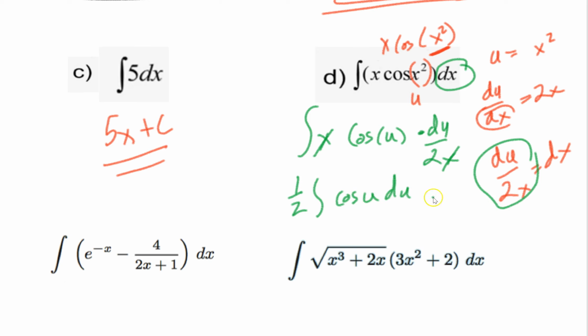Integral of cosine is sine, so I get 1/2 sine of u plus c. And the last thing you do is plug your u back in. So it's going to be 1/2 sine of x squared plus c. That's a u sub.